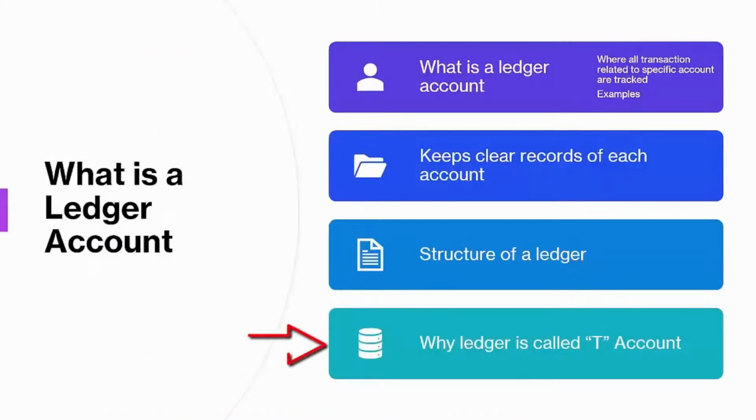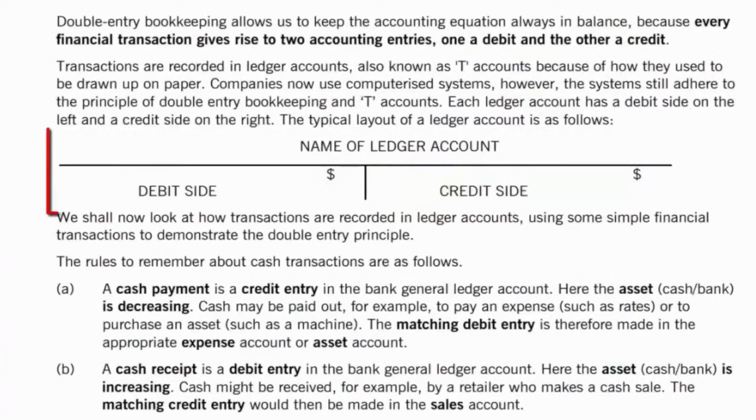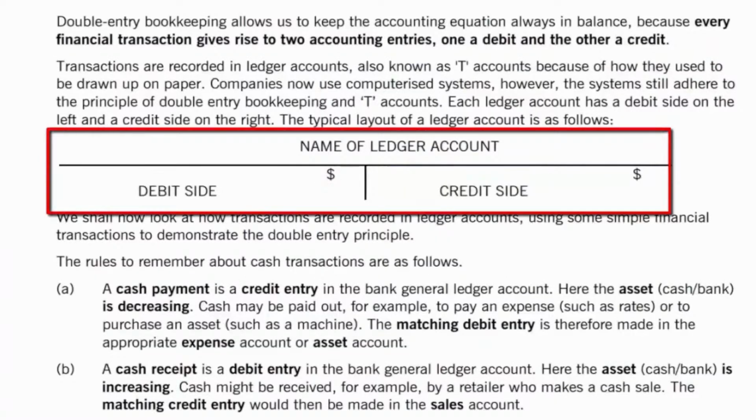Why is it called a T account? If you look at the structure of a ledger account, it resembles the shape of the letter T. The name of the account is written at the top, and the two sides, debit on the left and credit on the right, are positioned below. This simple layout makes it easy to visually separate and organize transactions into debits and credits.